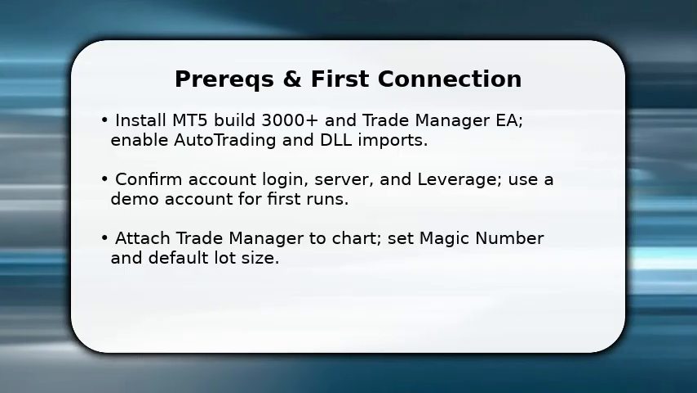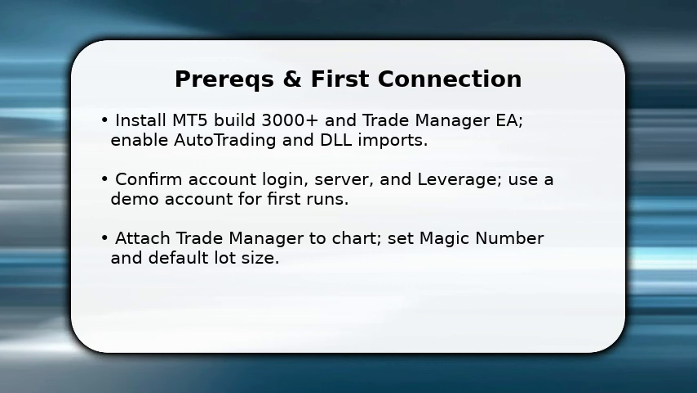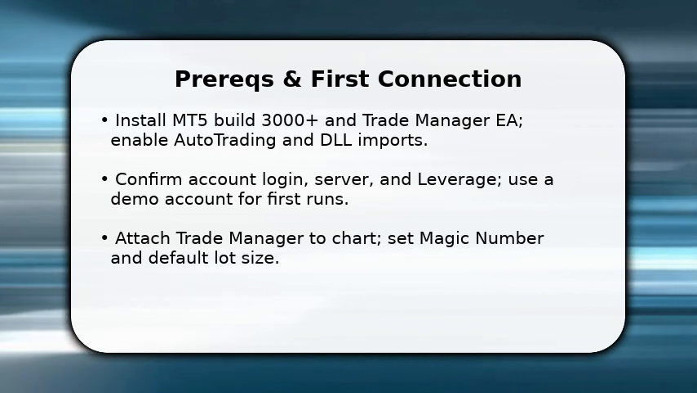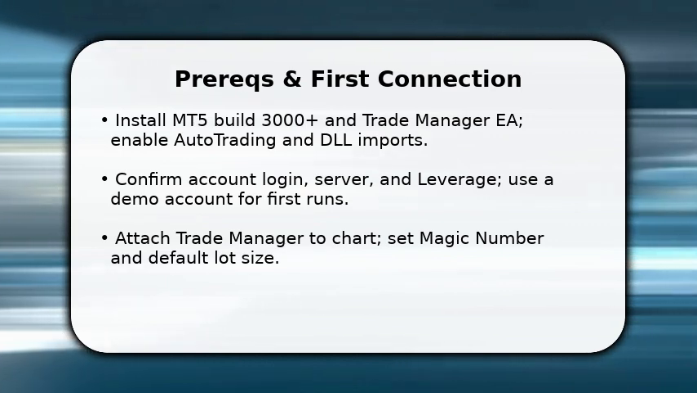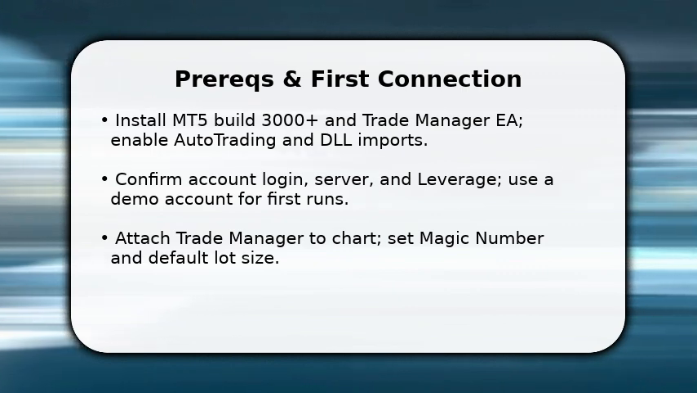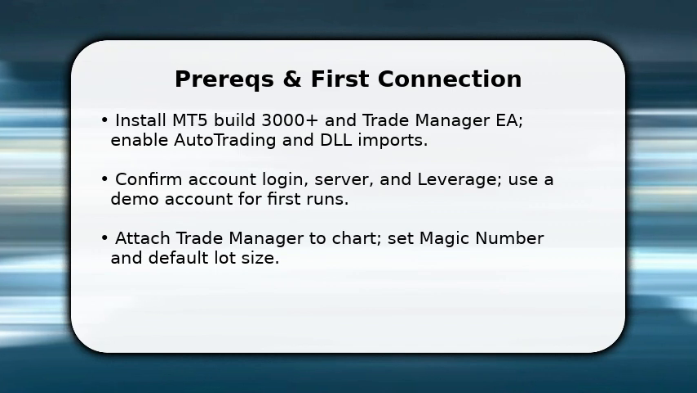You start by confirming prerequisites: MT5 up to date, Trade Manager EA downloaded, and auto trading enabled. Connect to your broker and log into the correct demo or live account so orders will route. Once done, attach the EA to the chart of the instrument you want to trade, choose a magic number to avoid conflicts, and set your default lot or risk percentage. Make sure DLL imports are allowed. This prevents order management failures. This gets you from zero to ready, so you can configure rules next.